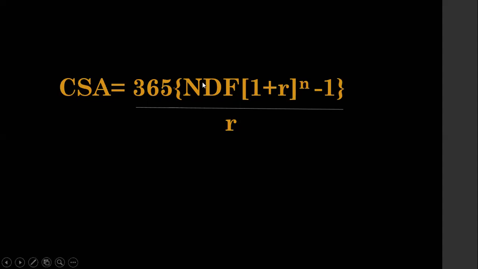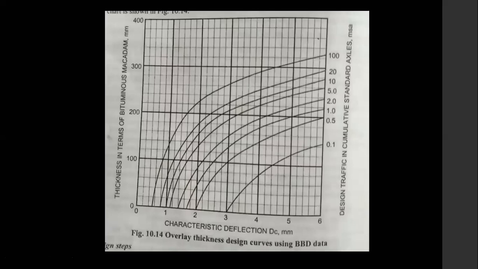N is the axle, D and F values will be given, that is the lane distribution factor and vehicle damage factor. And this is the chart. This chart you have to use in the problems and they will give it in the question paper only. Listen here, the DC value you will be finding out, that is after applying temperature correction and moisture correction. You can note down here, that is CSA equal to 365 NDF (1 plus R)^n minus 1 divided by R. Using that formula, you are calculating this traffic value.